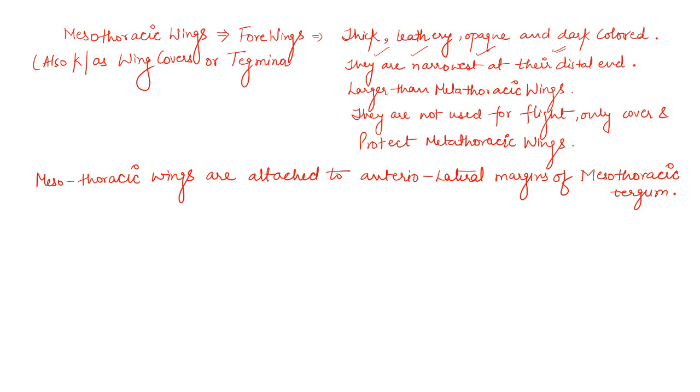They are also known as what? Tegmina or wing covers or elytra. So forewings, tegmina, elytra, wing covers, they all are the same name. They are thick, leathery, opaque, and dark colored. They are narrowest at their distal end. They are larger than metathoracic wings. They don't use for flight. They just cover and protect the metathoracic wings. Mesothoracic wings are attached to the anterior lateral margins of the mesothoracic tergum.